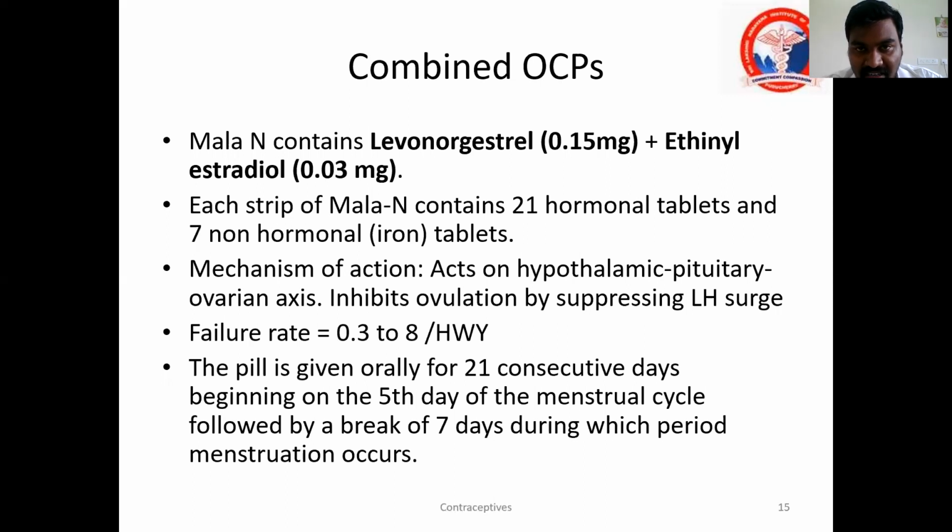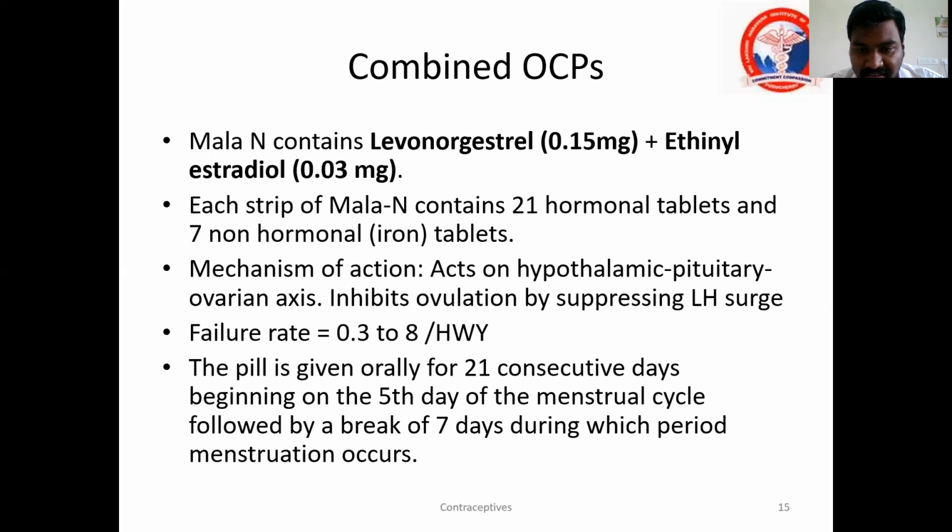The timing is, it is given on the 5th day of menstruation and continued for 21 consecutive days, followed by 7 break days. In these break days, the non-hormonal tablets can be used. So it contains 28. It should not be started on day 1. It should be started from day 5.